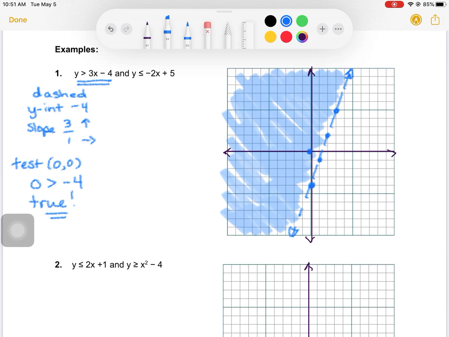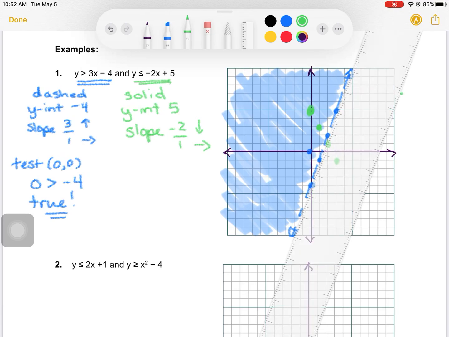All right, so not yet the solution, but it definitely gives me an indication of where some of my points for the solution will lie. So I go to the second inequality. This one's going to be a solid line because it's less than or equal to. I have a y-intercept at 5, and I have a slope of -2/1, so it's down 2 and over 1. So I go to 5 and put my point in there. Hopefully you can see that green okay. And then I go down 2 and over 1, down 2 over 1.